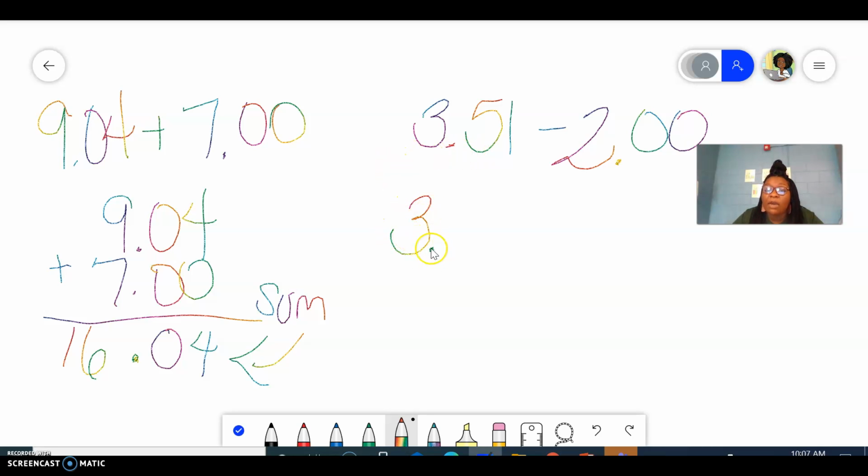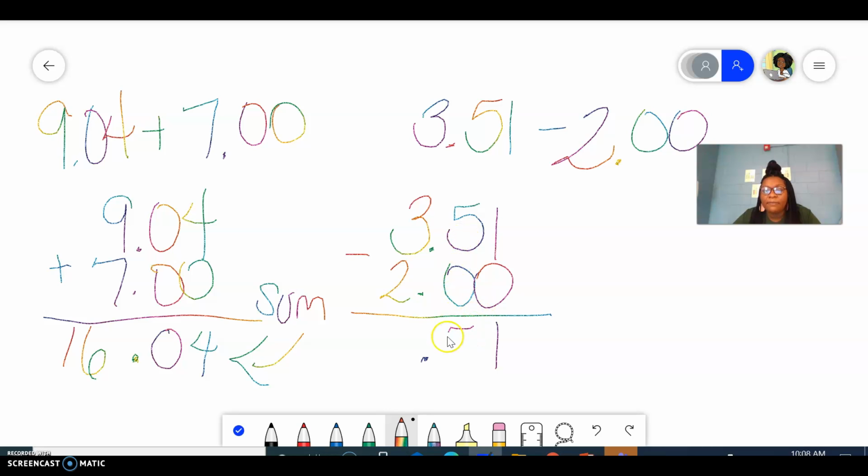And now we want to write it vertically. $3.51 minus $2. And now we're treating this just like we would be subtracting 200 from 351. However, we're using decimals, so I want to drag my decimal down. Remember that my decimal should be there. 1 minus 0 is 1. 5 minus 0 is 5. And 3 minus 2 is 1.